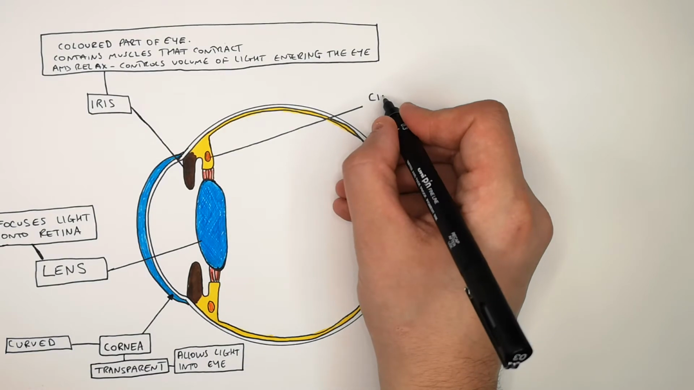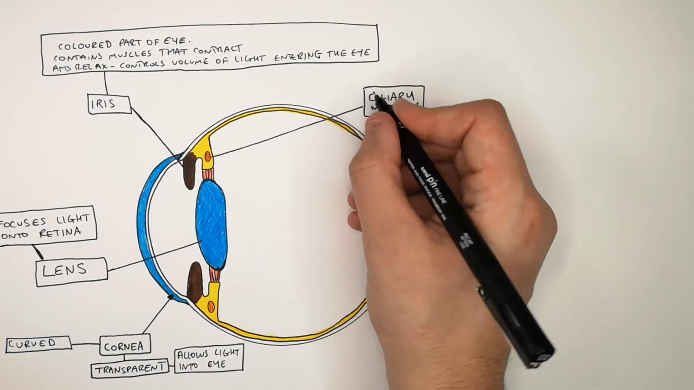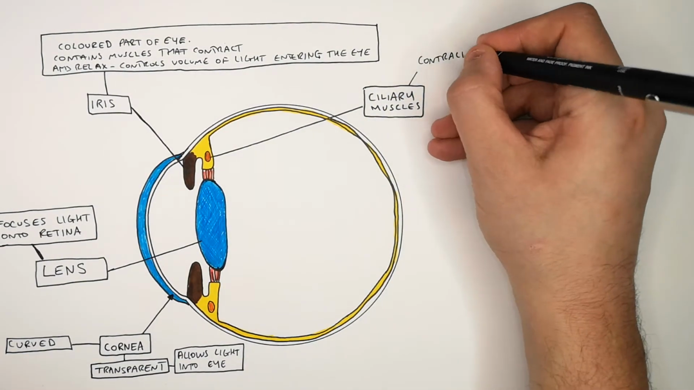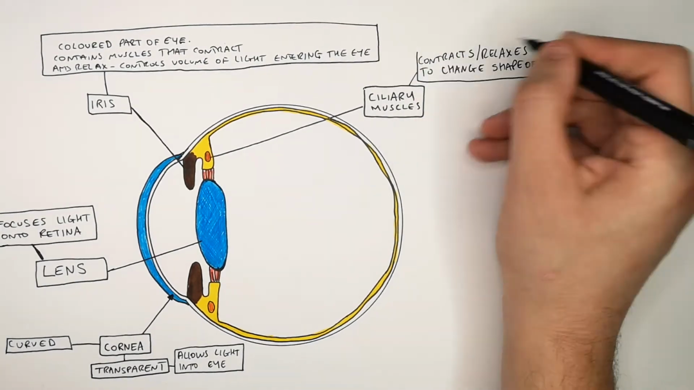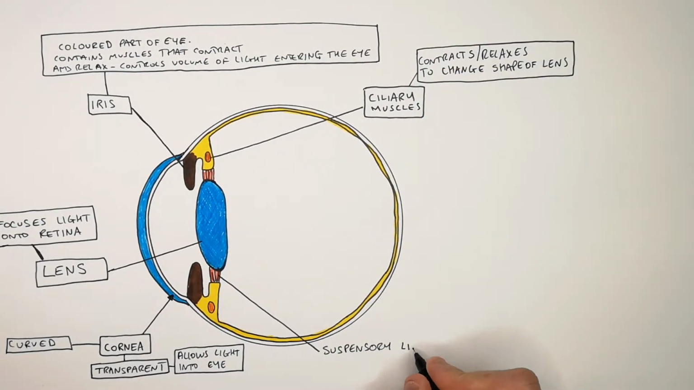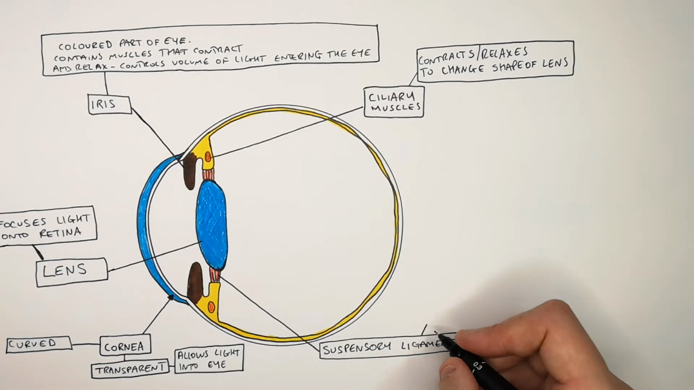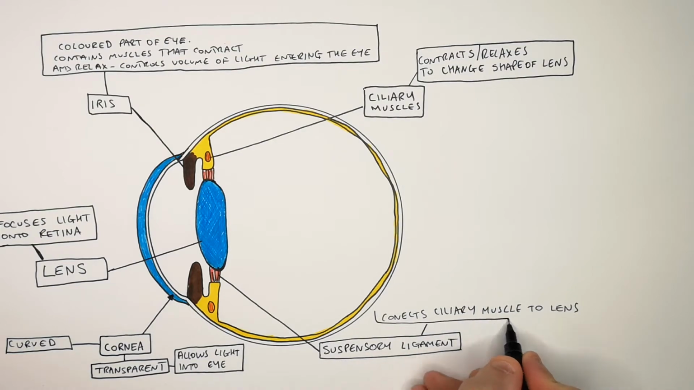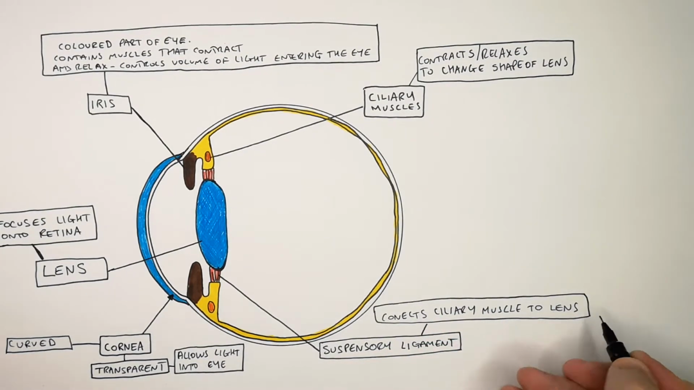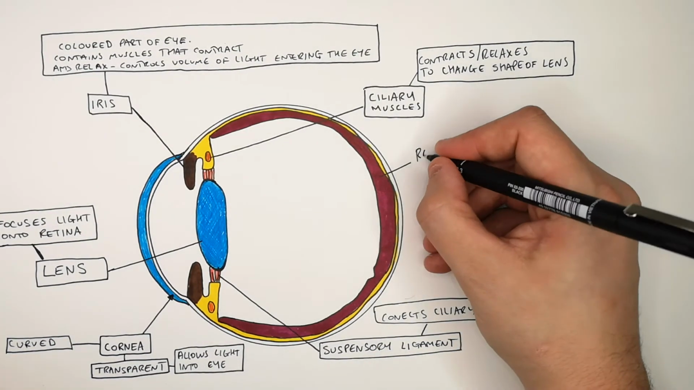These are the ciliary muscles, and because they are muscles, they contract and relax to change the shape of the lens. And these are the suspensory ligaments. The suspensory ligaments connect the ciliary muscles to the lens and help control whether or not the lens changes shape. This is the retina.